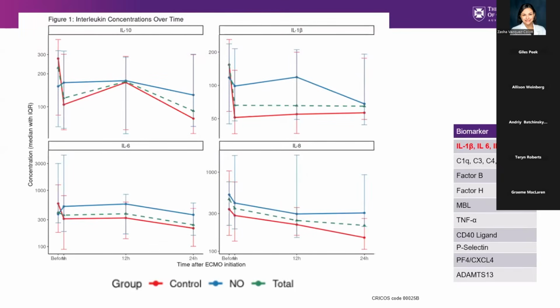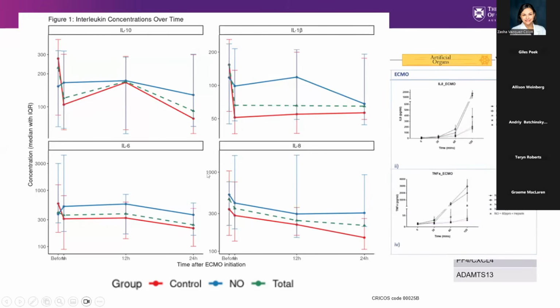What's interesting here is that NO is the blue, red is the control, and green is the overall. You can see that they all have this dip in the beginning where they go down, and then they don't do much thereafter. People were arguing whether we just have hemodilution, and that's why they drop in the beginning. But some of these markers actually have an extraordinarily short half-life, somewhere between 30 minutes and maximally an hour. So even if that dip was there, they should have shot right up thereafter, which they didn't do.